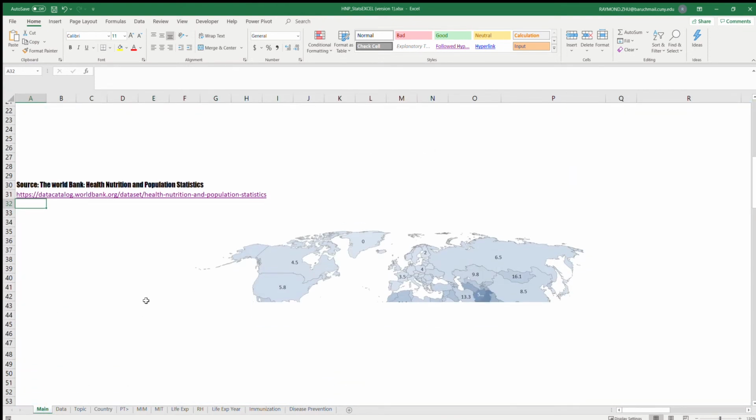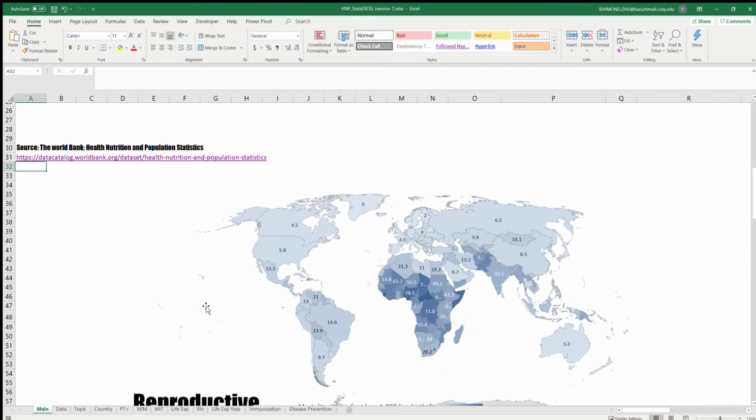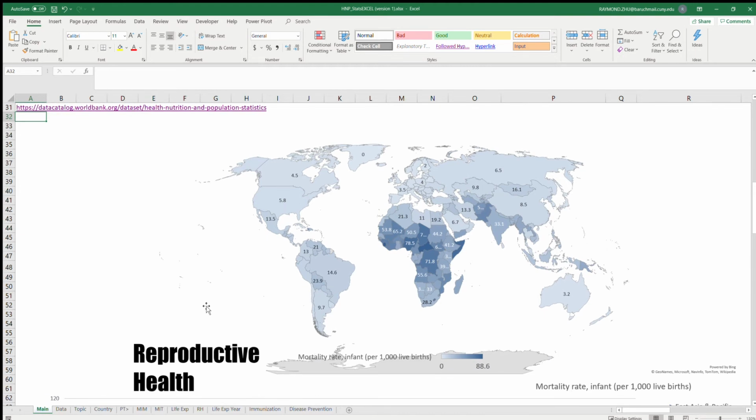So the first topic that I analyze is the reproductive health. And from this graph, you can see that the map is based on the mortality rate of infants per 1,000 live births. And you can see that the higher mortality rate a place has, the darker color it gets. So apparently you can see that areas like sub-Saharan Africa and South Asia have really high mortality rates.